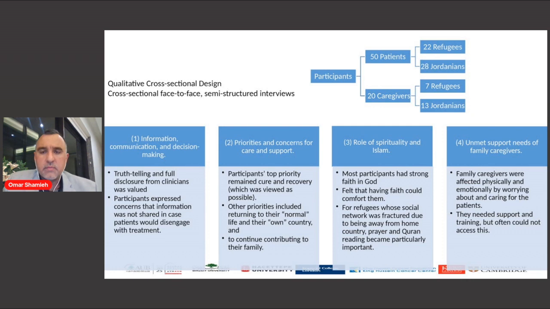and the role of spirituality and Islam was a major finding among those patients, most of them actually Muslims. Just to mention that spirituality care, at a professional level, is probably lacking in the healthcare system in Jordan and even in the neighboring countries. There were also unmet support needs among families who are caregivers of cancer patients.